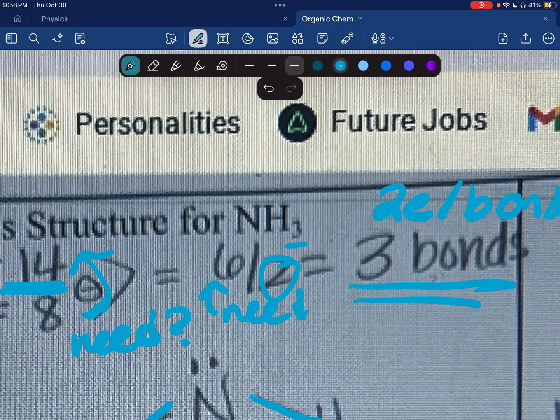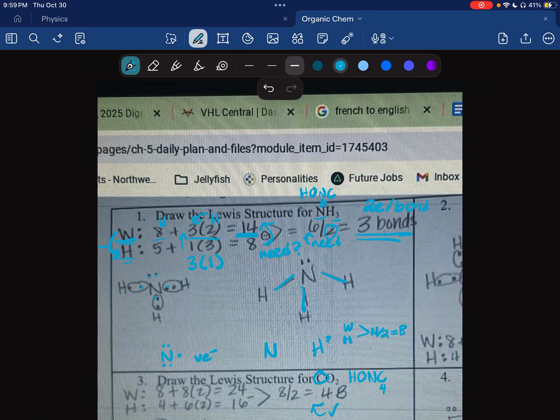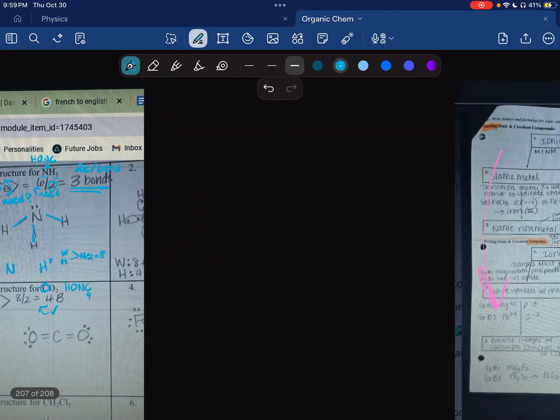You can see the same thing here with nitrogen. We have H-O-N-C. This is 3, so you already know that's going to make 3 bonds. Pretty simple. And it seems like that's it.